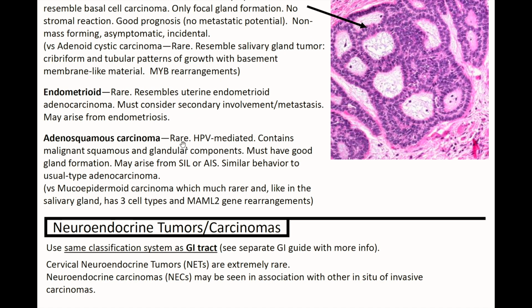Moving on, you can also have neuroendocrine tumors or carcinomas, and like elsewhere, you use the same classification system as in the GI tract, so you can see the GI guide for more info, but you're going to grade and stage those with Ki67 expression and look at the mitotic rate, and that's going to help you see if it's well differentiated or poorly differentiated, etc. So you can also have cervical neuroendocrine tumors, or NETs, that are extremely rare. And neuroendocrine carcinomas in general may be seen in association with other in situ or invasive carcinomas.